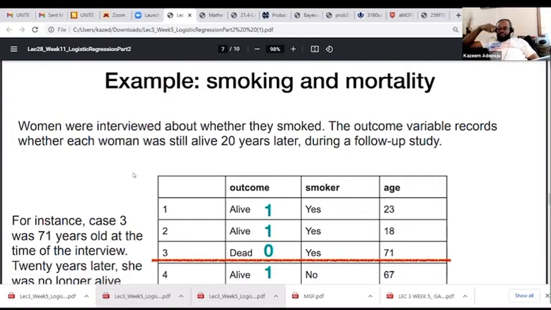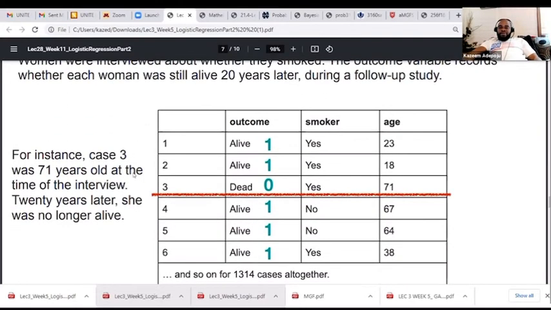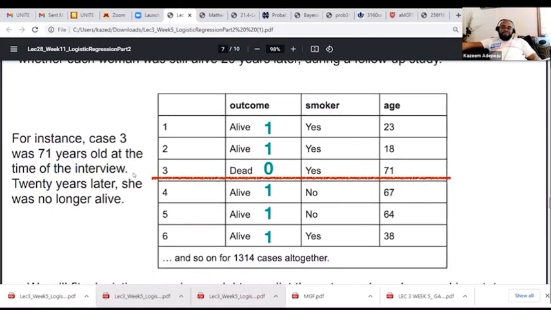Let's look at this story. Women were interviewed about whether they smoke, and the outcome variable recorded whether each woman was still alive 20 years later during the follow-up study. We have about 1,314 cases altogether in this data set, but right now I'm only showing 106. This is the outcome. I know we coded alive as 1, and we coded dead as 0.